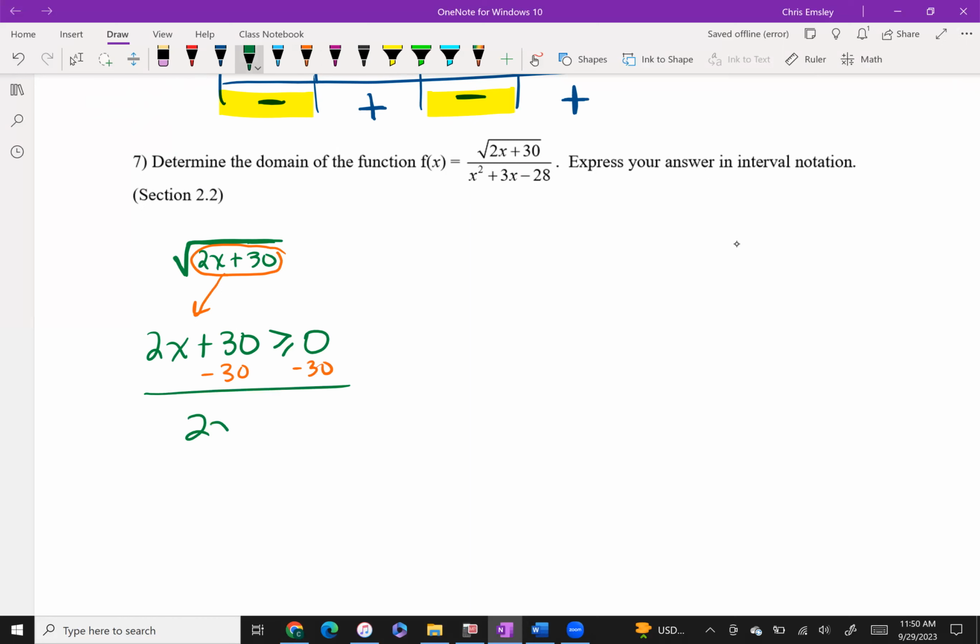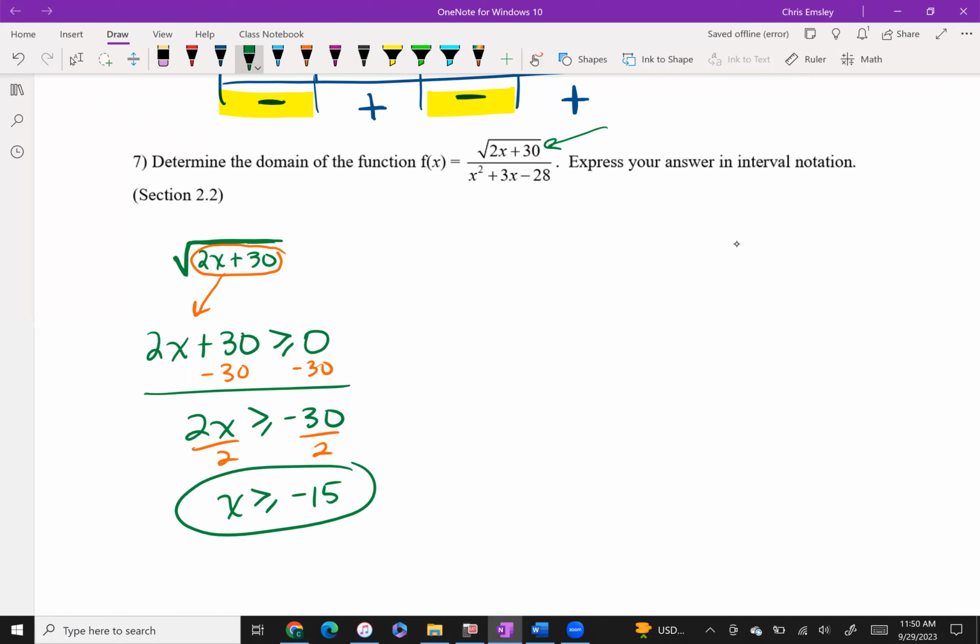We get 2x greater than or equal to negative 30, divide by 2. So for sure, x has got to be greater than or equal to negative 15. If it's not, we're going to get an error when we try to type this in on our calculator. Okay, that's one piece of our domain.